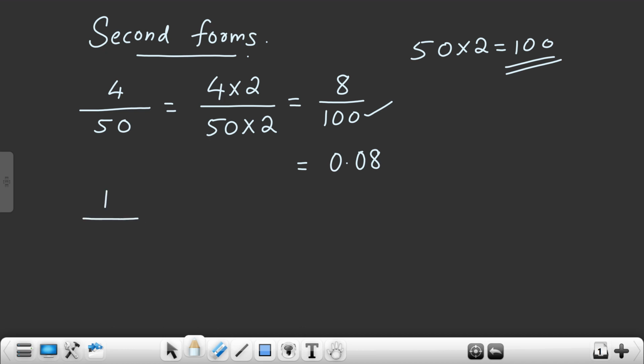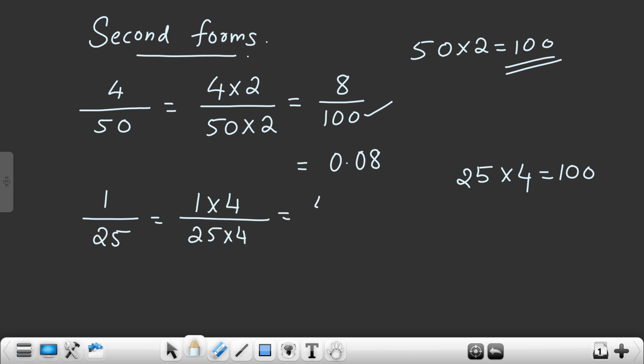Next 1 by 25. Here the denominator is 25. Here also, 25 into 4 is 100. So we can convert 25 into a power of 10. So multiply by 4. 25 into 4 is 100, so 1 by 25 equals 4 by 100. The corresponding decimal form is 0.04.